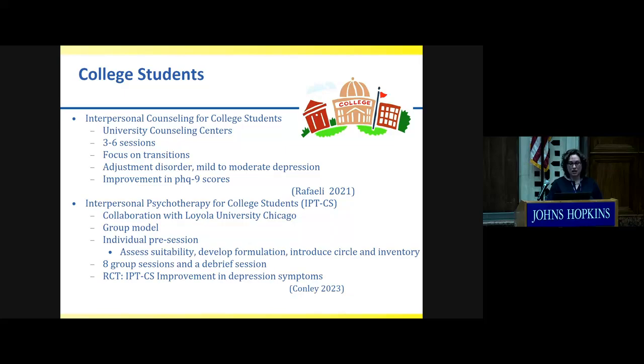We then collaborated with Colleen Conley at Loyola University Chicago on a group model also delivered in college counseling centers. They have an individual pre-session where they assess suitability, develop the formulation, and introduce the circle and inventory. They have 8 group sessions and then a debrief session. They found that when they compared IPT-CS to treatment as usual, those with IPT had clinically significant reductions in depression and anxiety, and statistically significant changes for depression and social support.